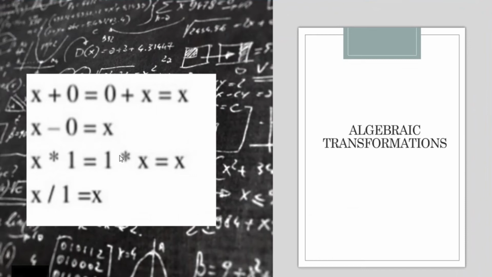Next, algebraic transformations. See, algebraic identities are also another important class of optimization on basic blocks. We have to try the simple algebraic transformations during optimizations. For example, we can write x plus 0 or 0 plus x as x, and we can write x minus 0 as x, and instead of multiplying x into 1 or 1 into x, we can write x directly, and x divided by 1 can be written as x directly.